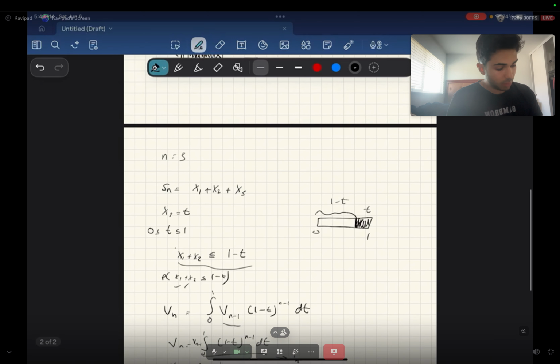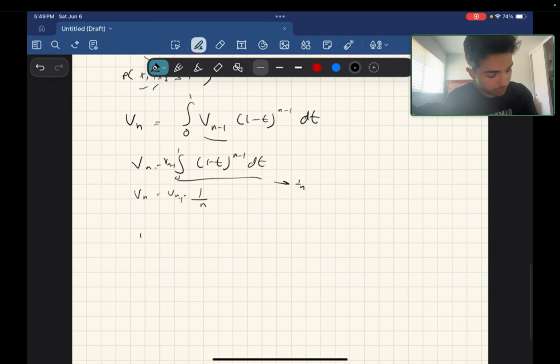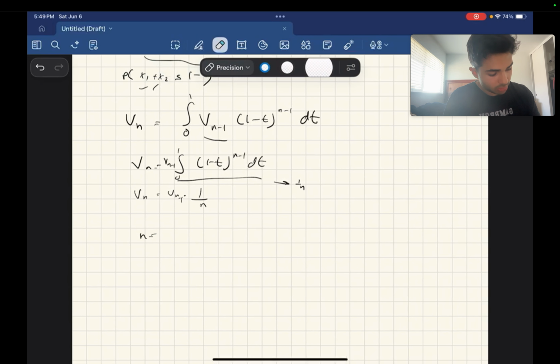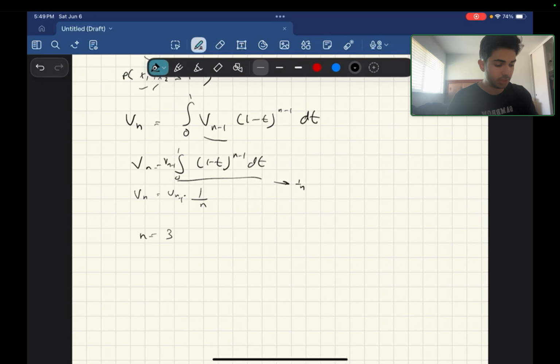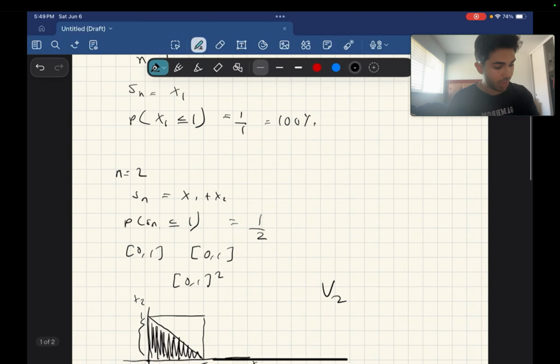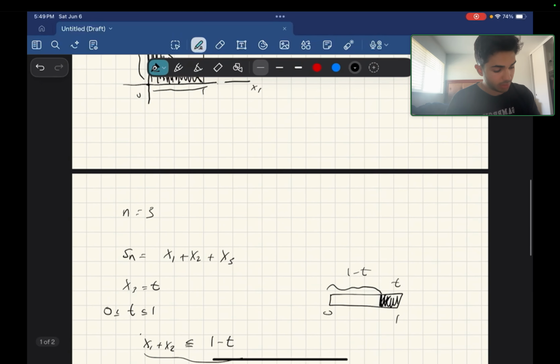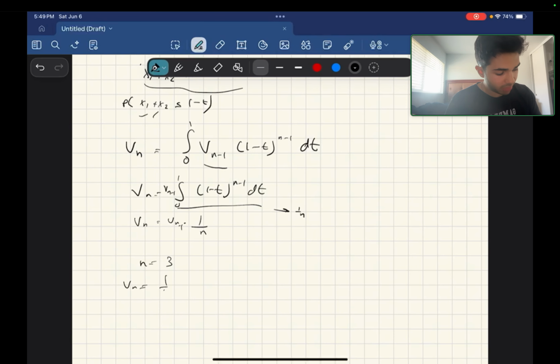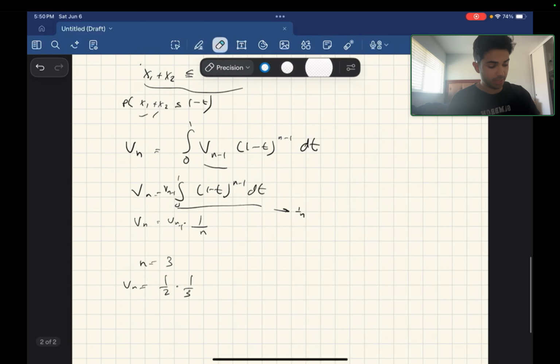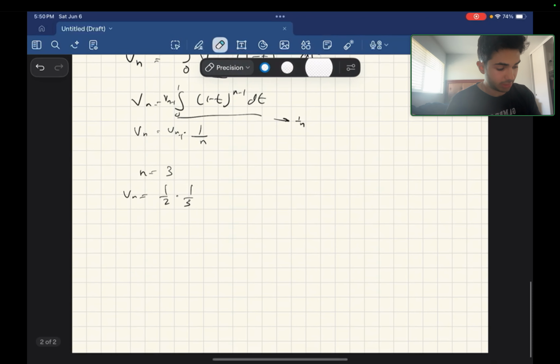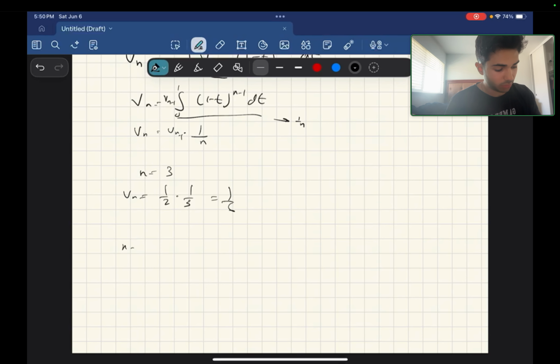Okay. We said previously, so we're saying n equals 3, right? Then v sub n minus 1, in this case, we said was 1/2. So that means that v sub n is equal to 1/2 times 1/3, so that's equal to 1/6, right? That's the answer for that part. N equals 4, we said it's going to be v sub n minus 1 over n, right? V sub n minus 1 in this case was 1/6 times 1/4.